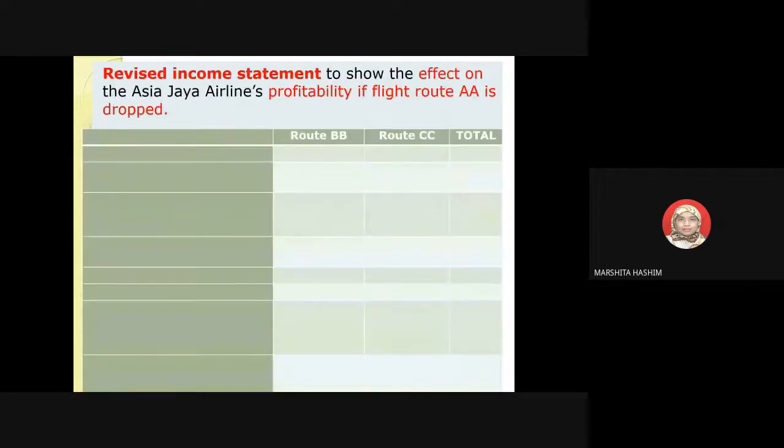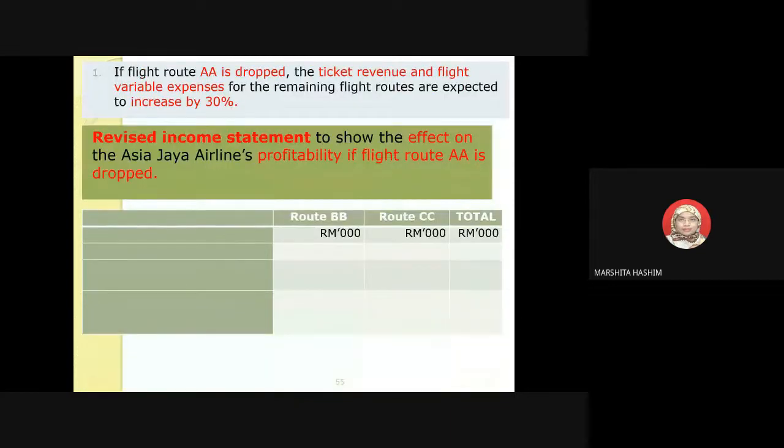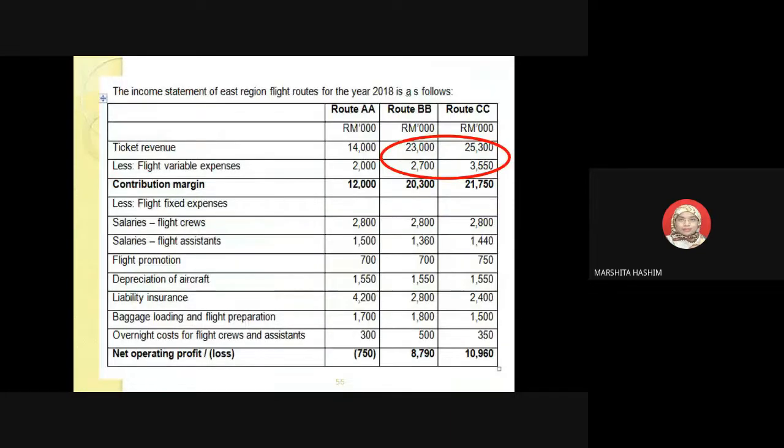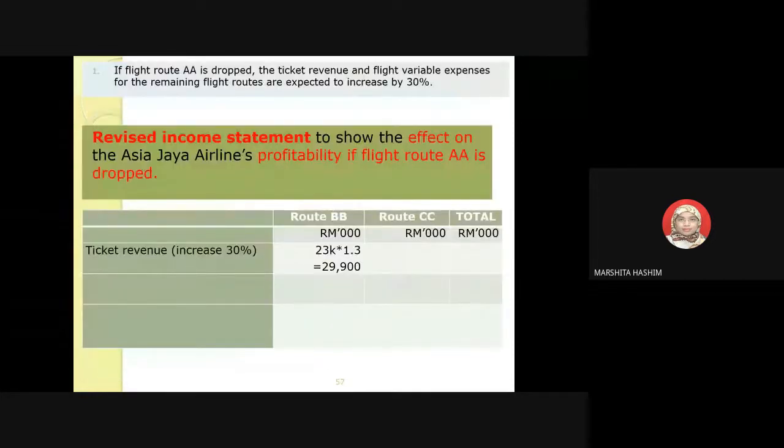You answer requirement A, you prepare this statement. For example, just now you have the income statement, right? This income statement, requirement number 1 mentioned that tickets and flight expenses increased by 30%. So tickets revenue, route B 23,000, you just increase by 30%, you multiply by 1.3, then we'll get 29,900.